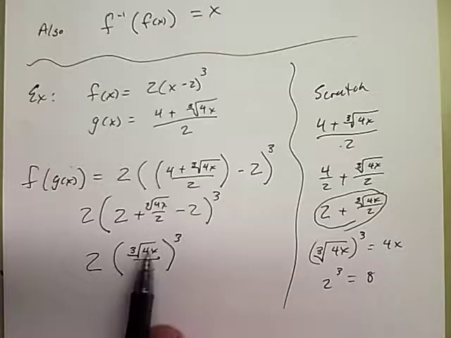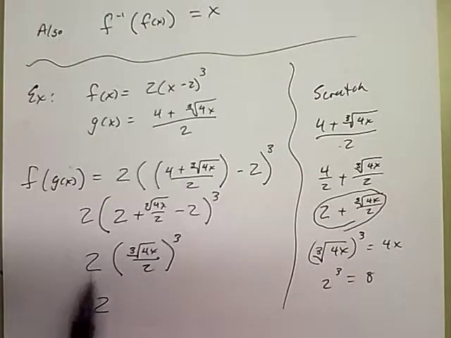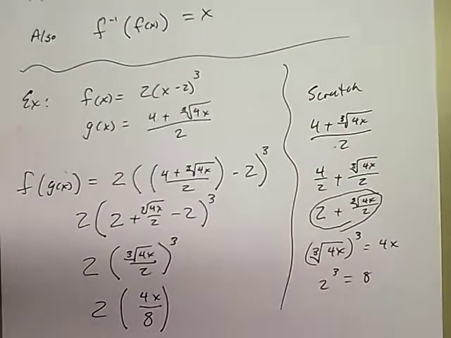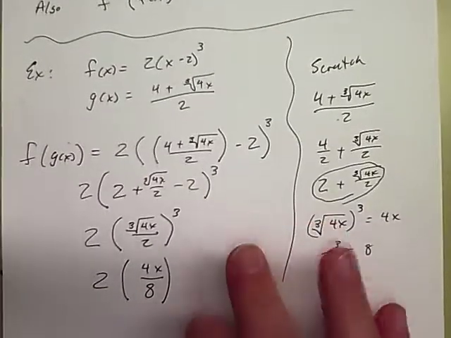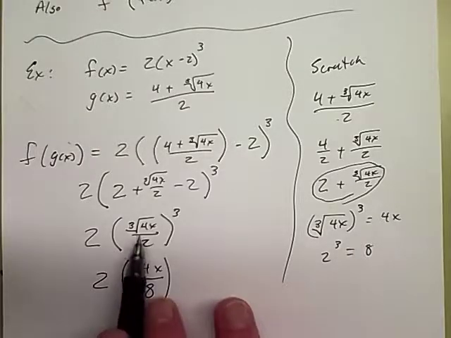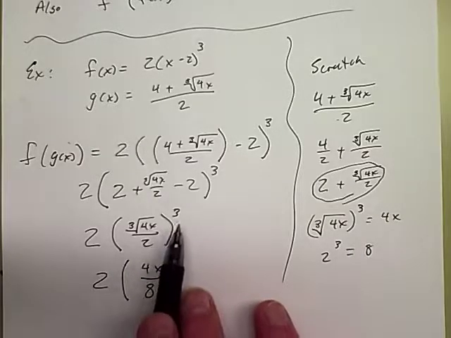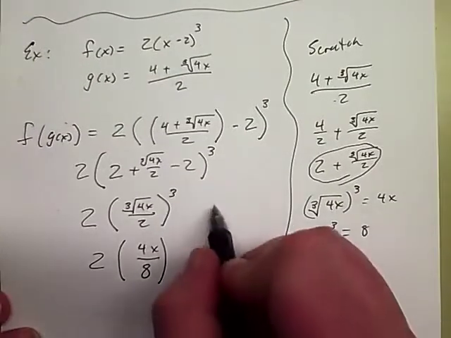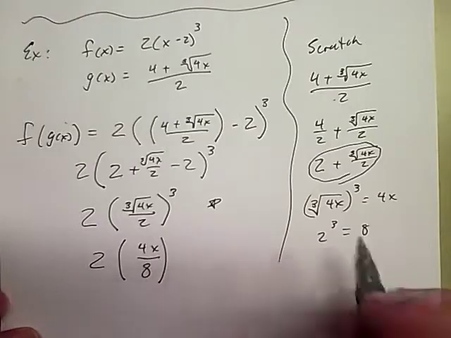So this whole thing then becomes, well, my 2's here. This whole thing becomes 4x over 8, like so. That's because if you have a fraction raised to the third power, let's think about it like this for a second, right? I feel like there's some issues with going from here to here.